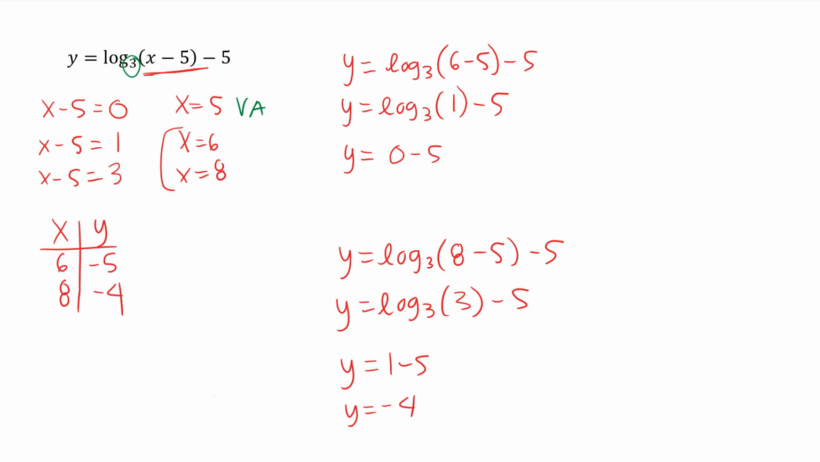So now I have 2 points. So I can draw a little graph over here and plot my points. 1, 2, 3, 4, 5, 6. And down 1, 2, 3, 4, 5. I've got a point here. And then I've already got 6, so 7, 8, and down 4. And then I can just fill in my little graph there. And now I have graphed my logarithmic equation, and I found the vertical asymptote. Remember, that vertical asymptote was at x equals 5.